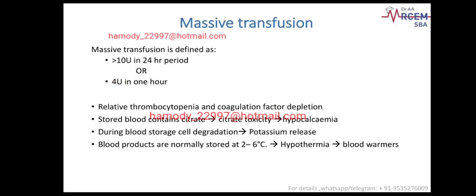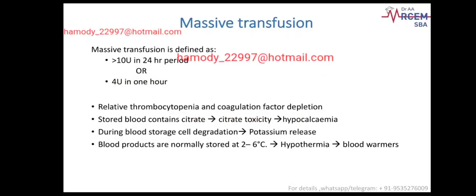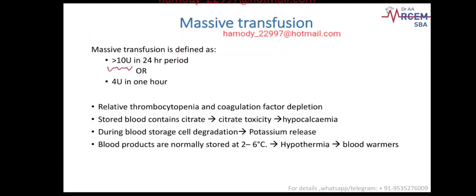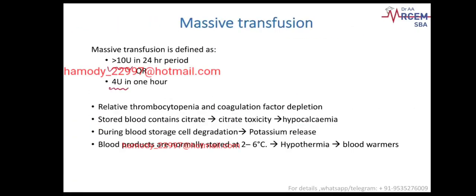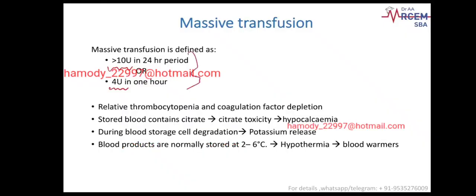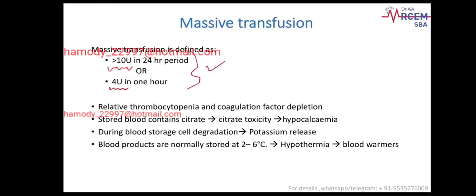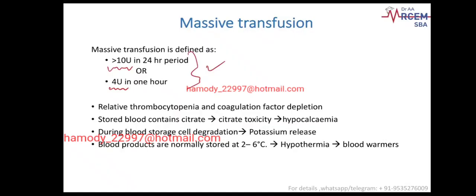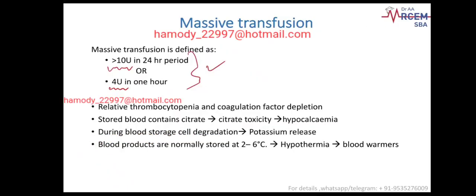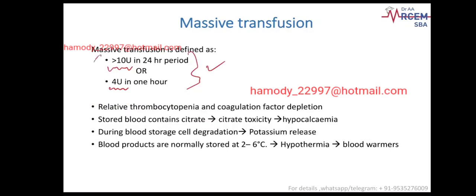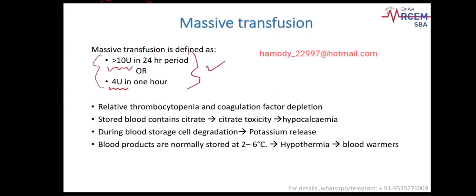When do we call it a massive transfusion? By definition, we call it a massive transfusion if you've transfused more than 10 units over 24 hours, or 4 units in an hour's time. If any one of these criteria is satisfied, then you call it a massive transfusion.